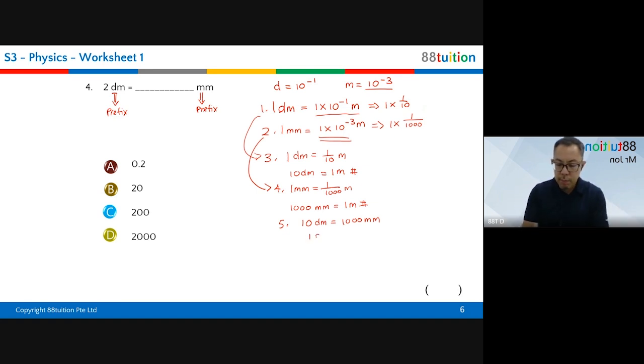So 1 dm, both sides are divided by 10, will be 100 mm. Eventually, what do I want? I want 2 dm. 2 dm, both sides I times 2, I'll get 200 mm. And that will be option C. Up to this point, everyone clear? Everyone clear? Okay.